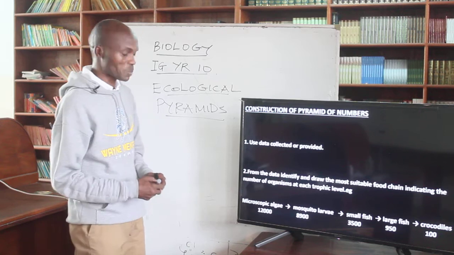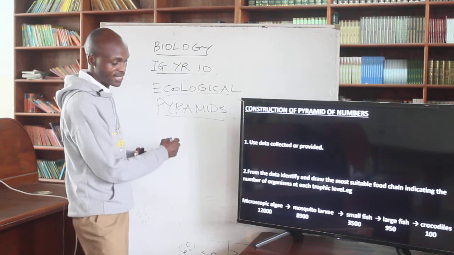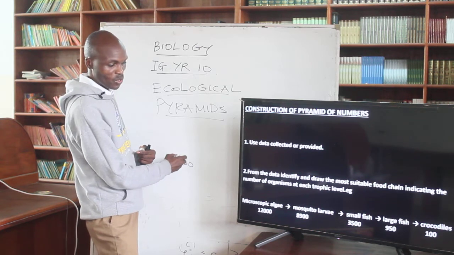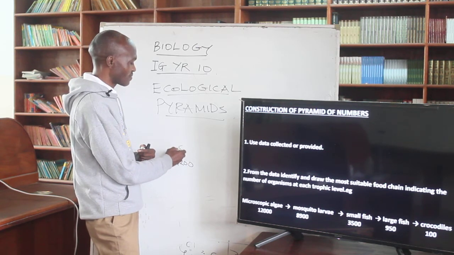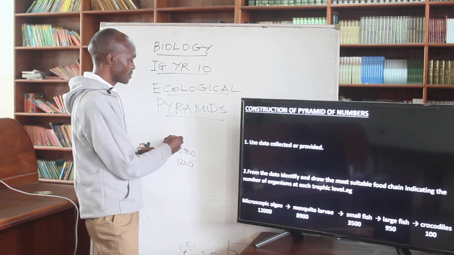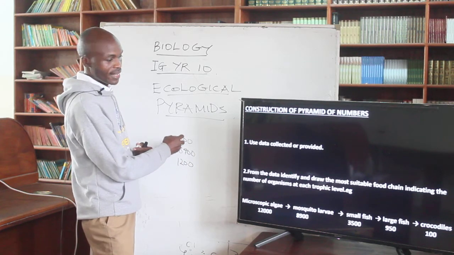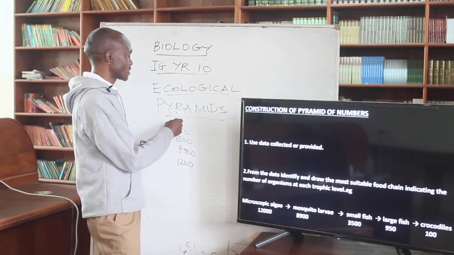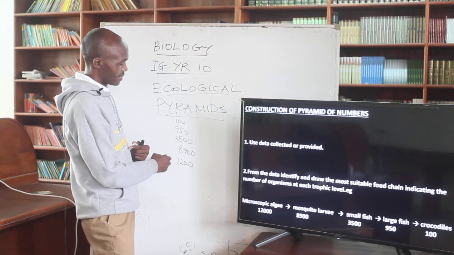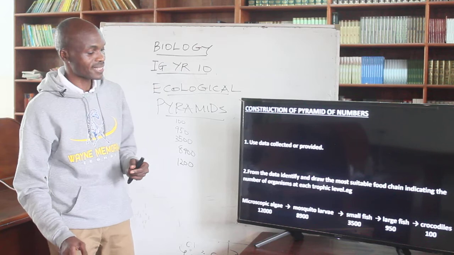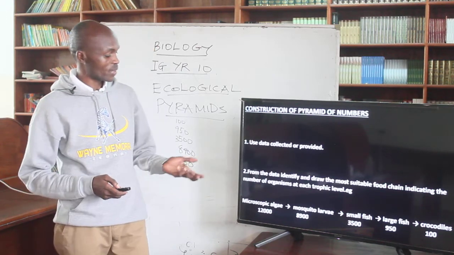So if you look at this ecosystem, we have the largest number, 1,200 microscopic algae. The mosquito larvae is around 8,900. Small fish, 3,500. Large fish, 950. And of course, the crocodiles, they are 100. So these are the actual numbers that have been obtained in that particular ecosystem.